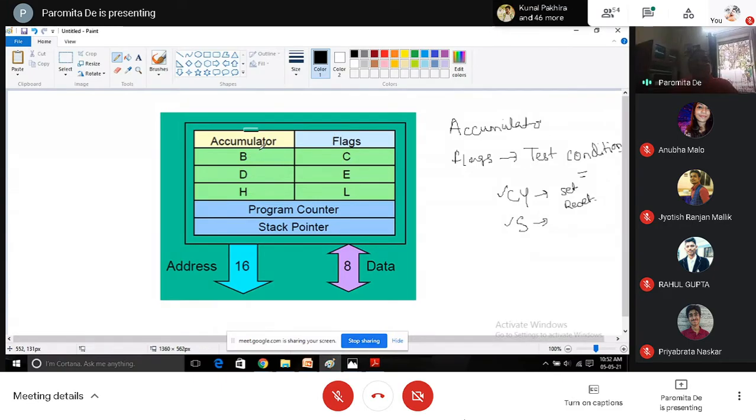Then we see there are 6 registers: B, C, D, E, H, and L. They are all 8-bit registers. All registers are 8-bit registers.